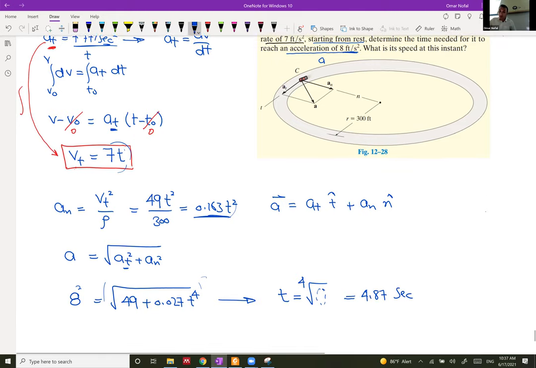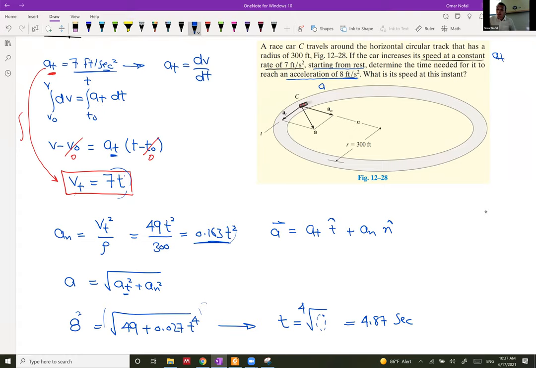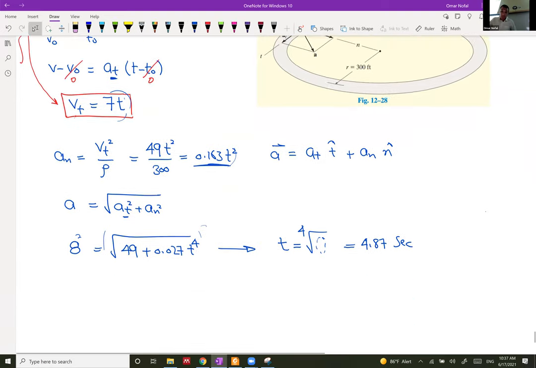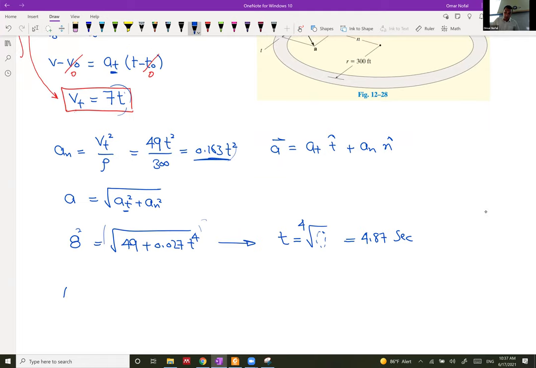So this is the time needed for the car to reach an acceleration of 8 feet per second squared. What is the speed at this instant? V, which is the speed, equals 7T from this relationship. So we multiply 7 by 4.87, which should give you 33.98 meters per second. So this is the solution for this problem.